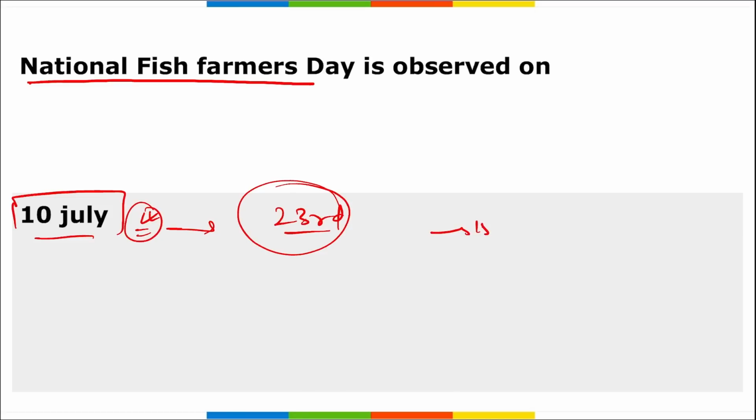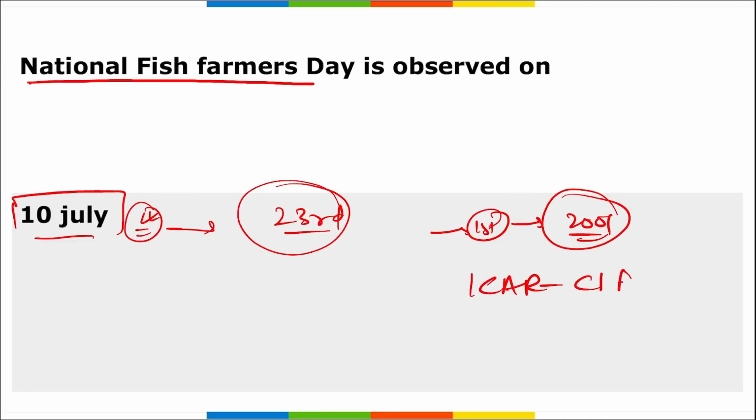So, the first ever National Fish Farmers Day was observed in 2001, and it was observed by ICAR, Central Institute of Fisheries Education, right? It is the department of ICAR, Central Institute of Fisheries Education. By them only, or we can say by ICAR only, the first ever National Fish Farmers Day was observed on 10th of July in 2001. Correct? And this year in 2023 it is the 23rd edition.